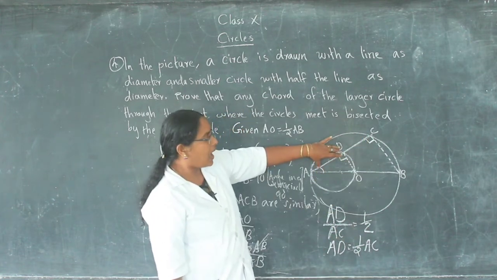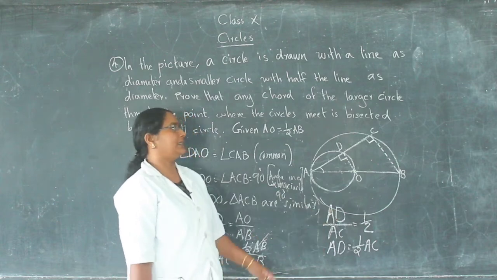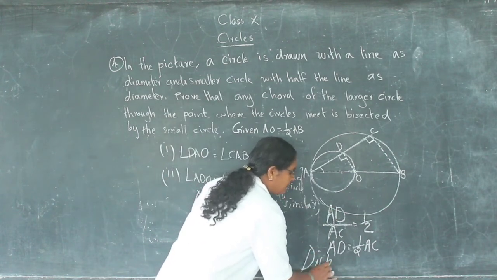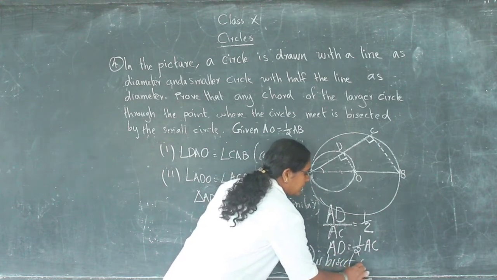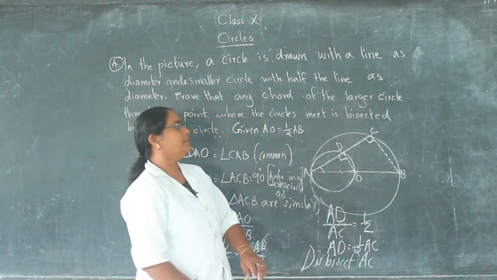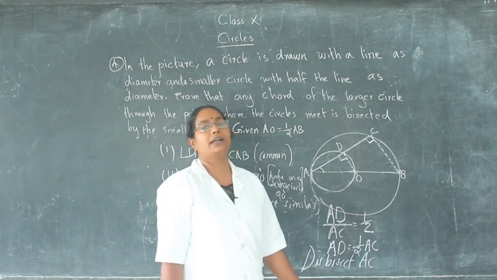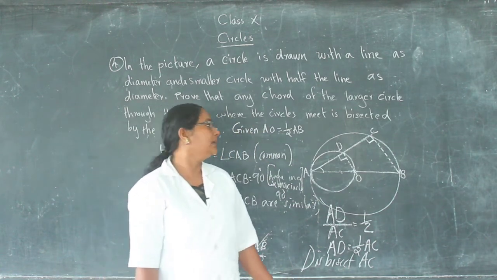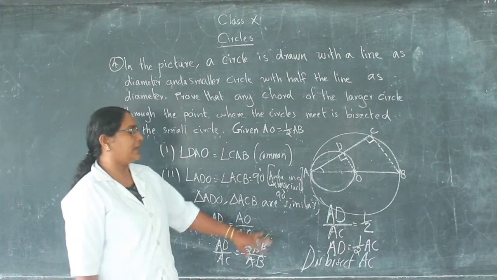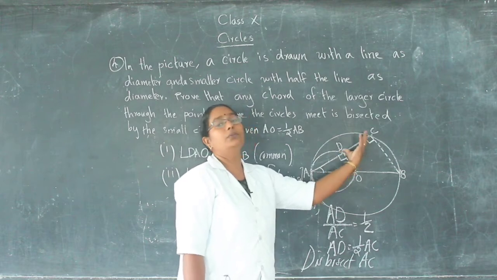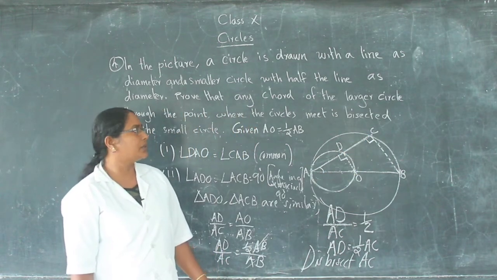Therefore, D bisects AC. D bisects AC. The chord of the large circle is bisected by the small circle. Therefore, AD is half of AC means AD is equal to DC.